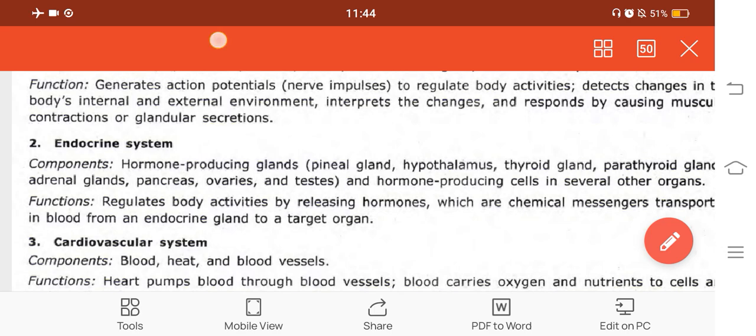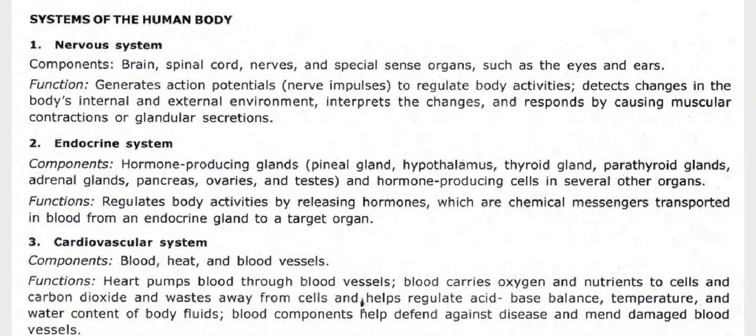Systems of the human body. Nervous system components: brain, spinal cord, nerves, and special sense organs such as eyes and ears. Function: generates action potentials or nerve impulses to regulate body activities, detects changes in the body's internal and external environment, interprets the changes, and responds by causing muscular contractions or glandular secretions.